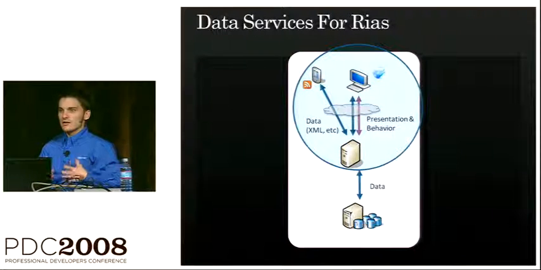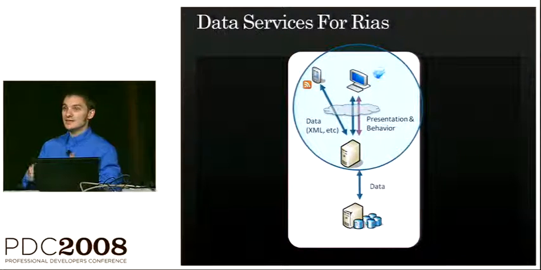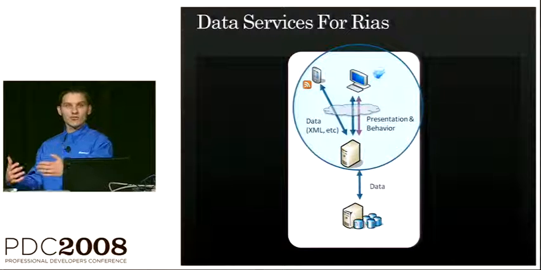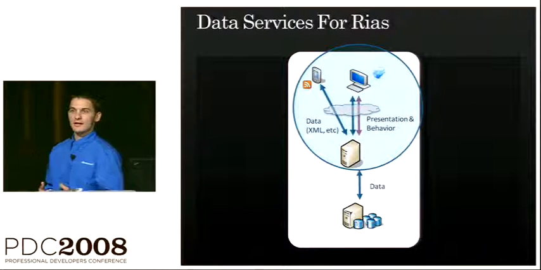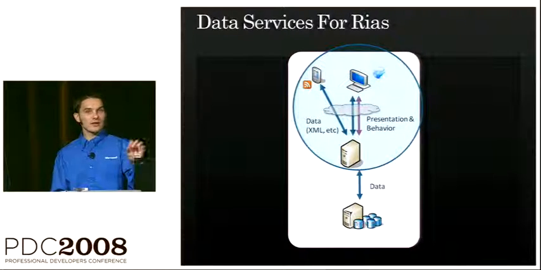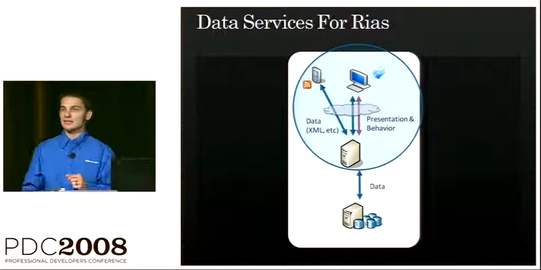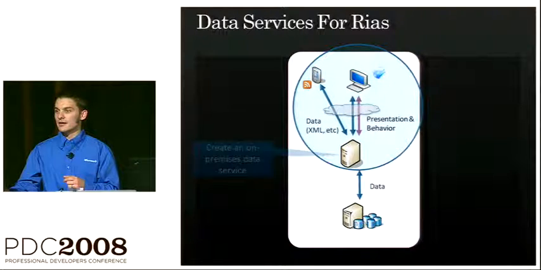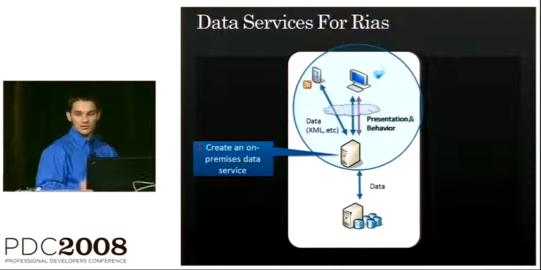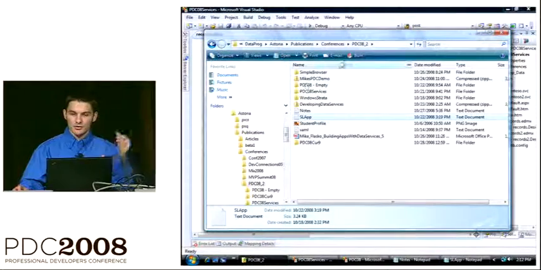And so basically what I'm saying is now in the mid-tier, we truly need a data service, where service is in the formal sense, right? A service boundary to expose our data. And so what we're going to look at is how we can build that on-premise service very easily and consume it from Silverlight. So first step is to create an on-premise service. So let me switch back into the demo here.